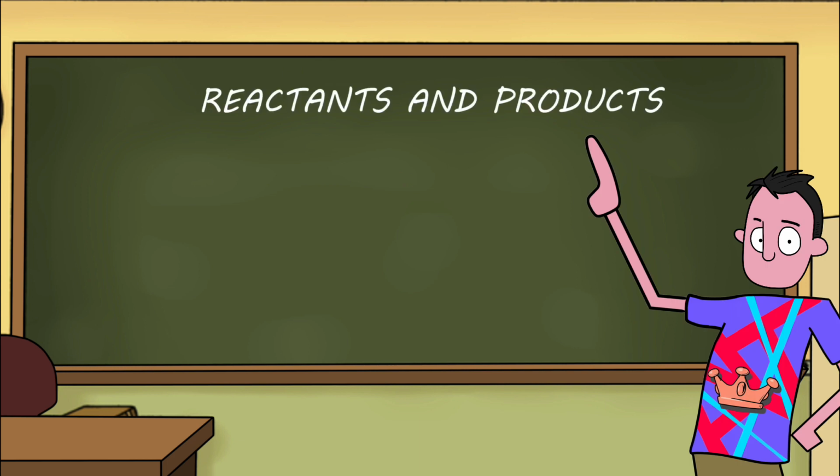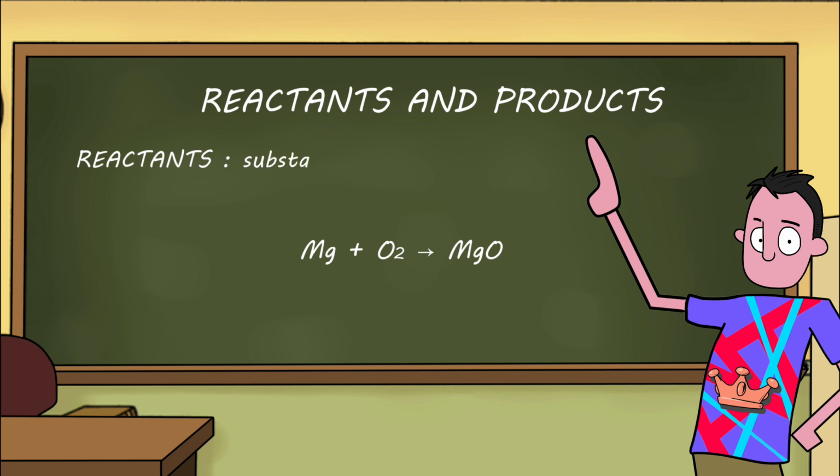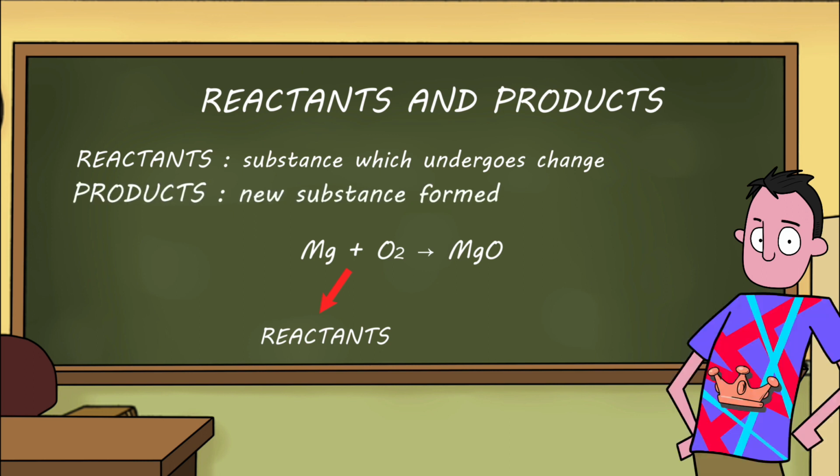Before moving to the next topic, we should know about the reactants and products. In the equation Mg plus O2 gives MgO, the substances which undergo change are magnesium and oxygen. So we can call them reactants. And the new substance formed is magnesium oxide, and the name given to it is product.